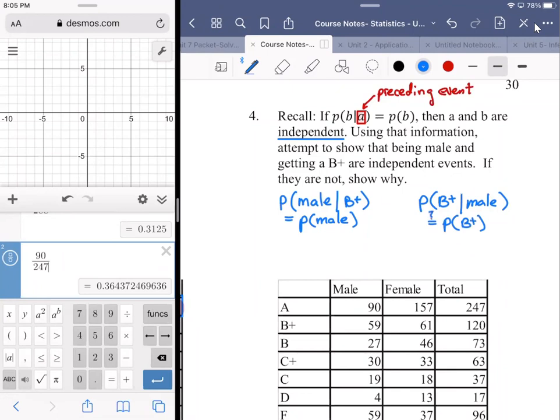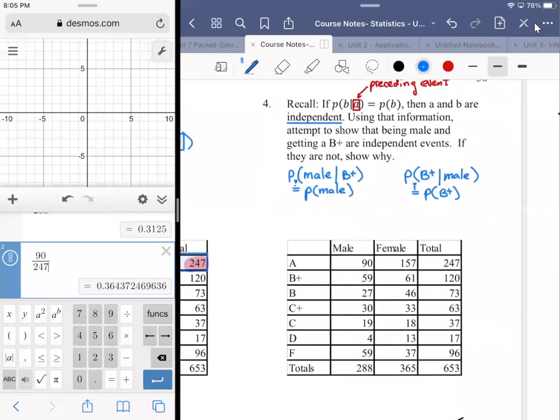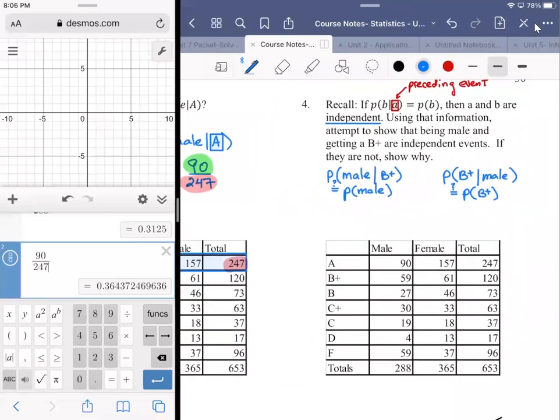So I want to know, are these equivalent? They both have to be equivalent in order for it to be a case of independent events. All right. So we have a few different calculations going on here. We'll work on them one at a time. The first possible scenario would be the probability of being a male given that I got a B plus. So I'd focus on just the B pluses. That's my given. And then from there, I'd look at the probability of getting a male.